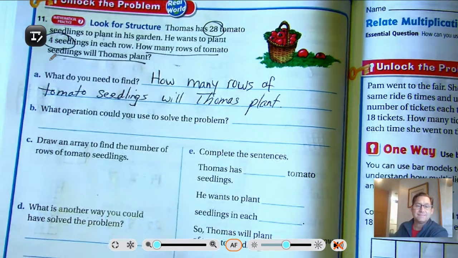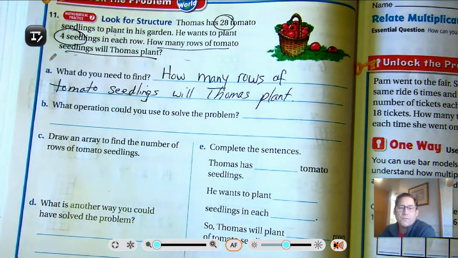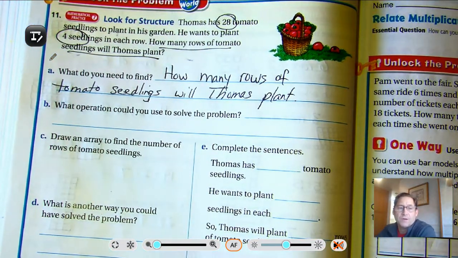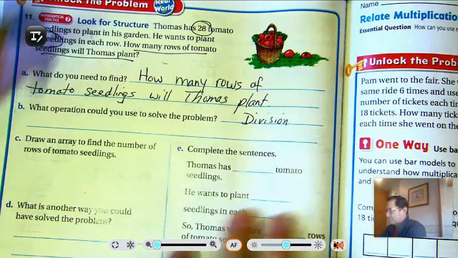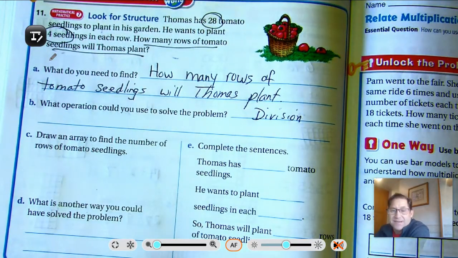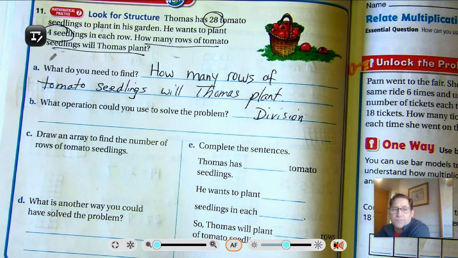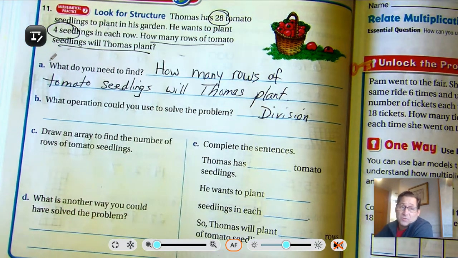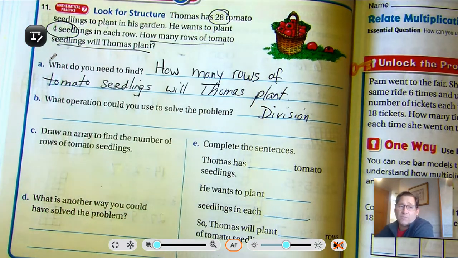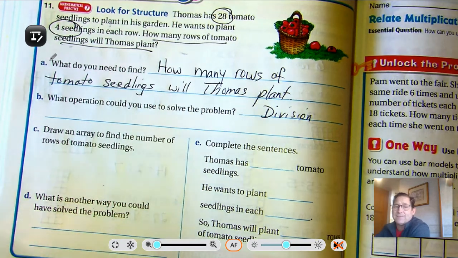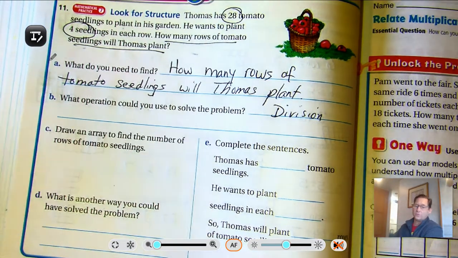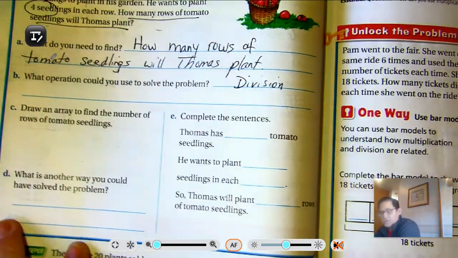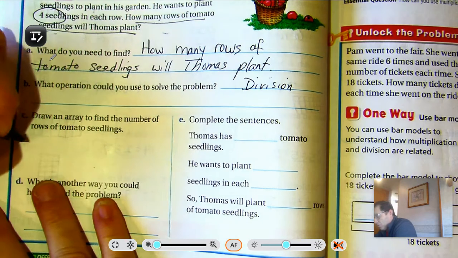Will Thomas plant? What operation could you use to solve the problem? Well, we're going to say division for this. It is what we're working on. I could subtract. I could use repeated subtraction. Technically, I could also multiply. I could say 4 seedlings in a row. 4 times what would get me 28? But I'm going to use division. Draw an array to find the number of rows of seedlings.